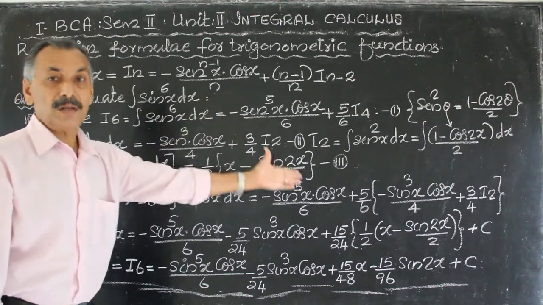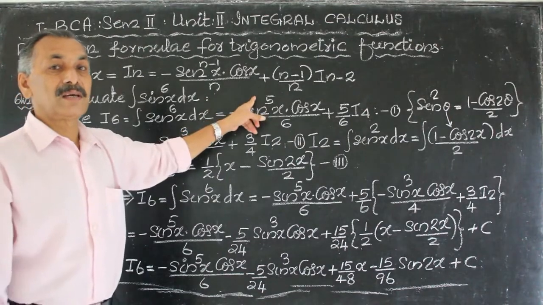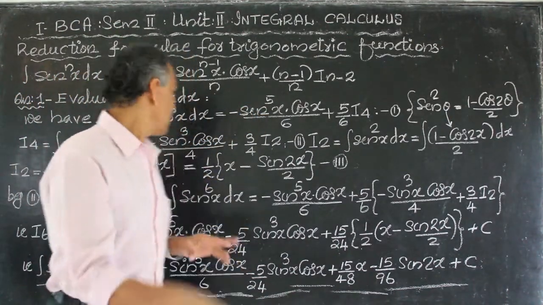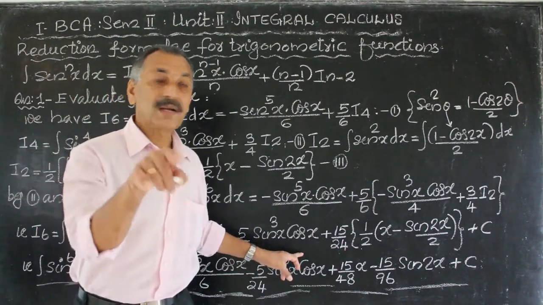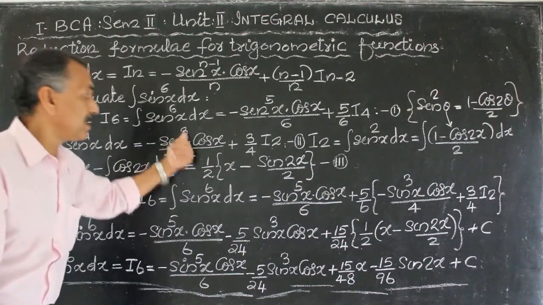If I8 is equal to this, what is that? I8 is equal to this. Now I8 is equal to the value of I6. I6 is equal to this. I4 is equal to this. The I4 value is as well.